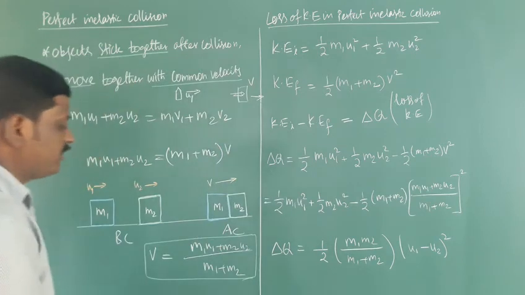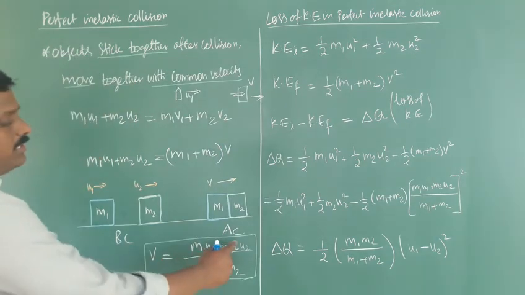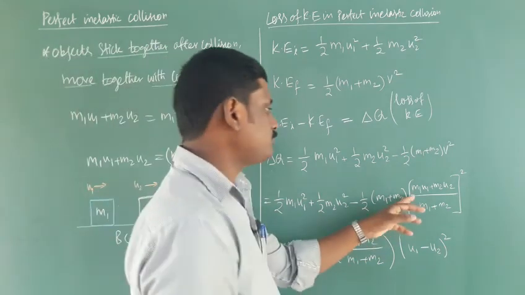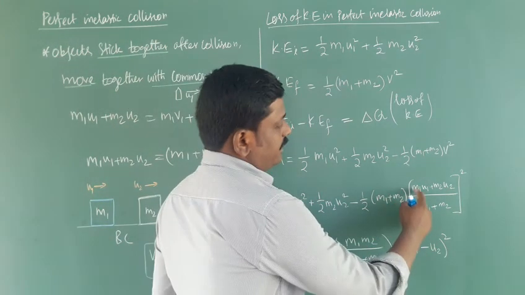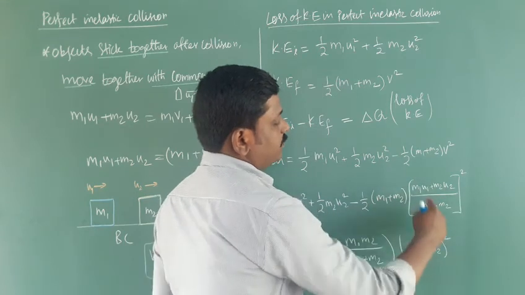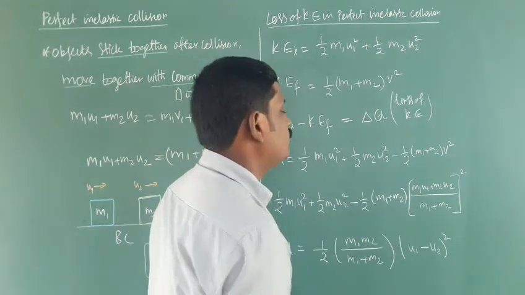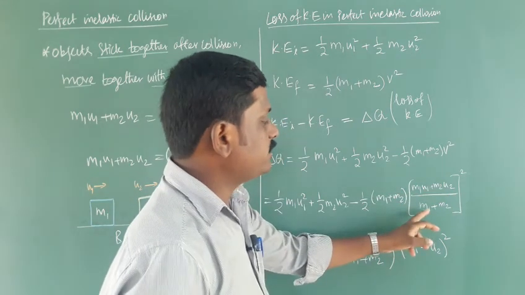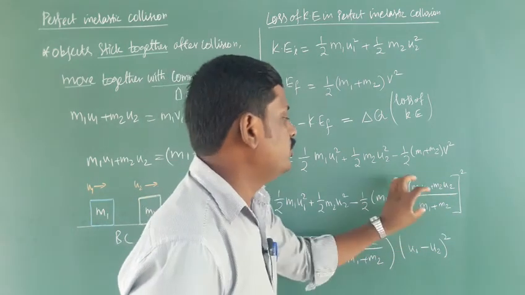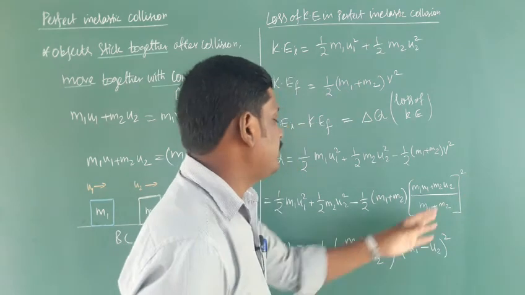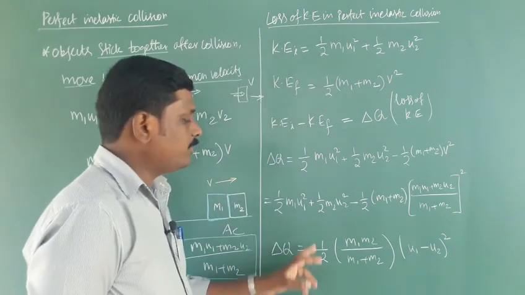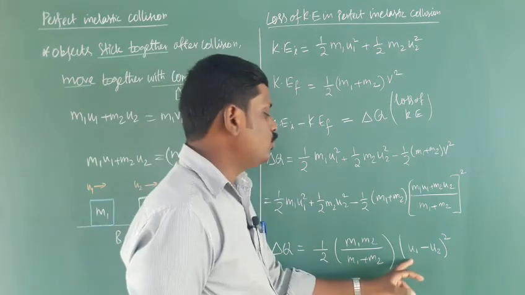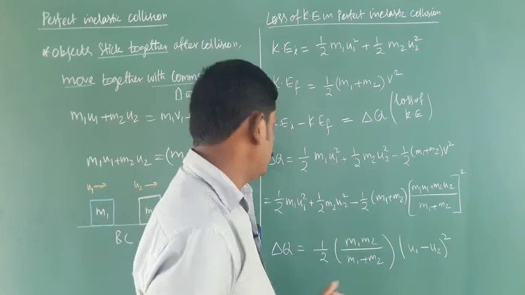We know that the common velocity v is equal to m1 u1 plus m2 u2 by m1 plus m2. If we substitute it here, it is a whole square, so we use the formula a plus b whole square equals a square plus b square plus 2ab, in the denominator too. If we expand and rearrange, finally you will get delta q equal to 1 by 2 m1 m2 by m1 plus m2 times u1 minus u2. This is the final expression.